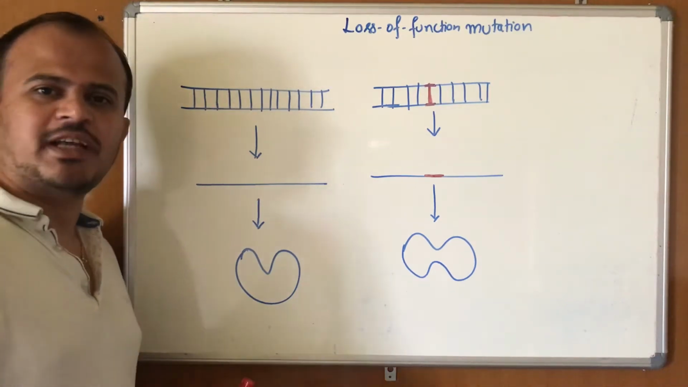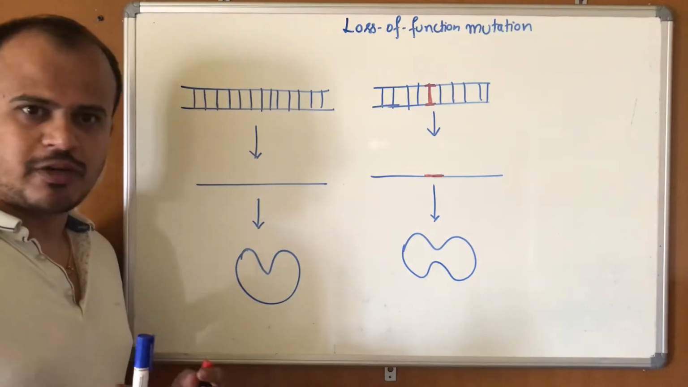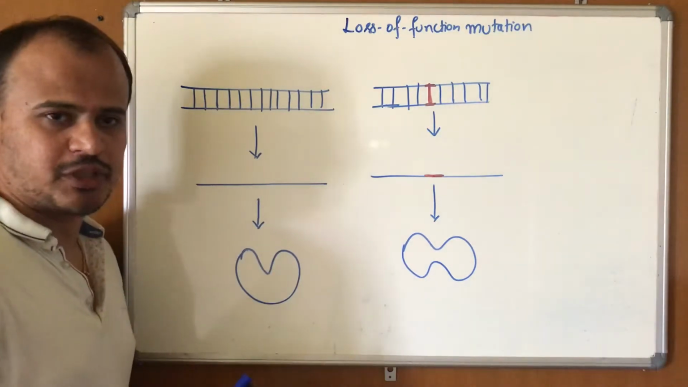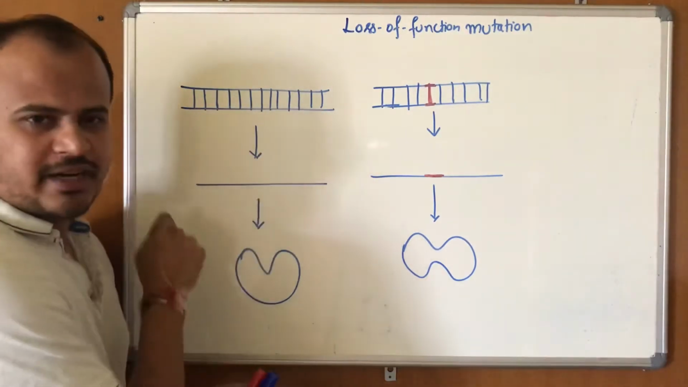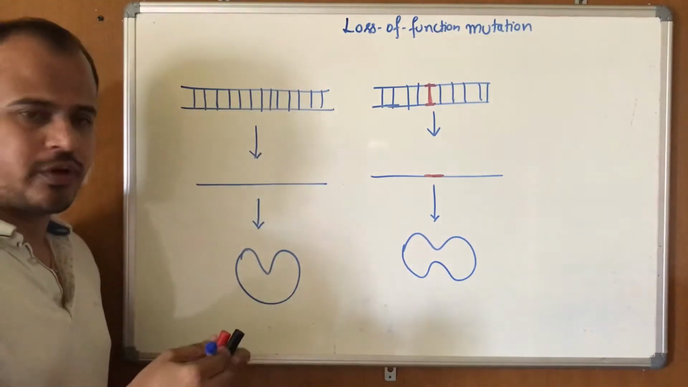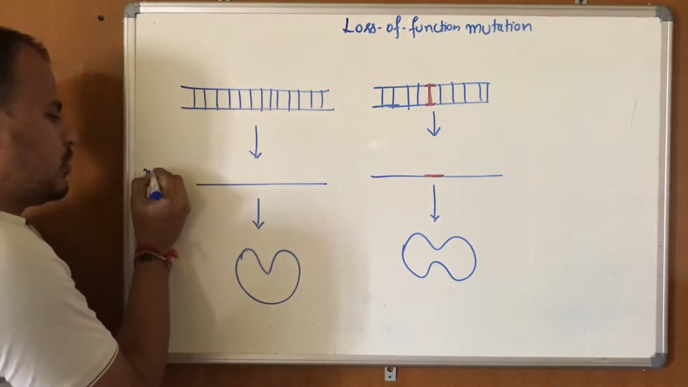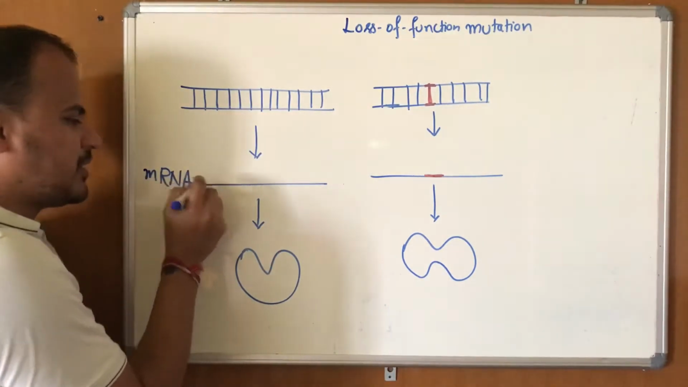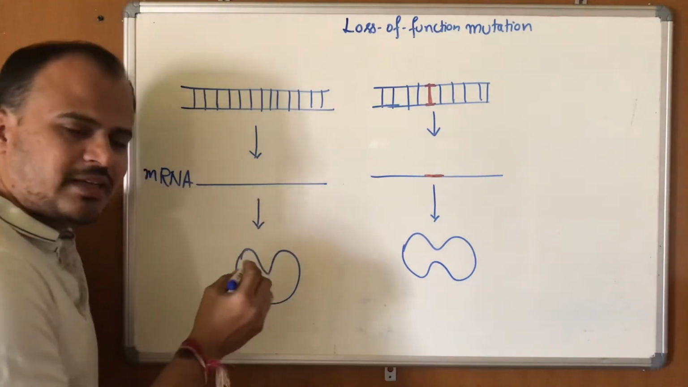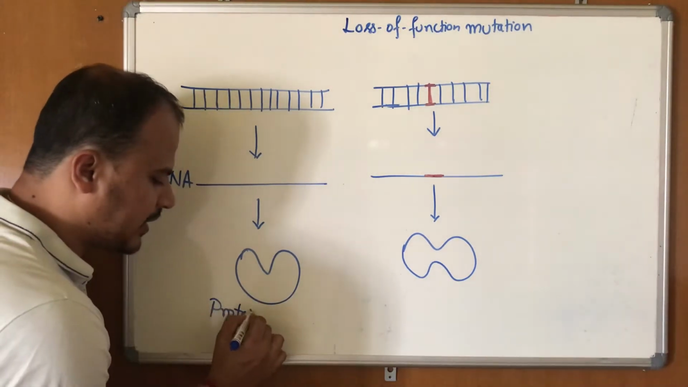So in this video I will explain loss of function mutation. Before that, I'll take this example and explain how exactly a loss of function mutation works. This is the double stranded DNA. It is a protein coding gene, and when it undergoes transcription, it gives rise to mRNA, and when the mRNA is translated, it produces a protein. We'll call this protein A.